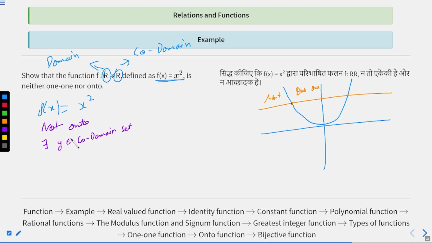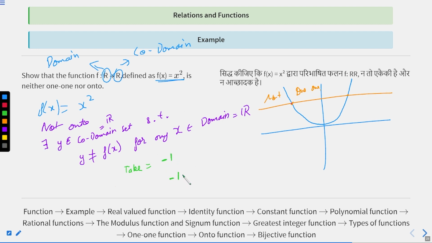There exists y belongs to the codomain set such that y cannot be equal to f of x for any x belongs to the domain. Here the domain is my what? Real numbers. Here the codomain is my what? The real number set. Okay, can you find it? Yes, indeed. So take y as any negative number, say minus 1.